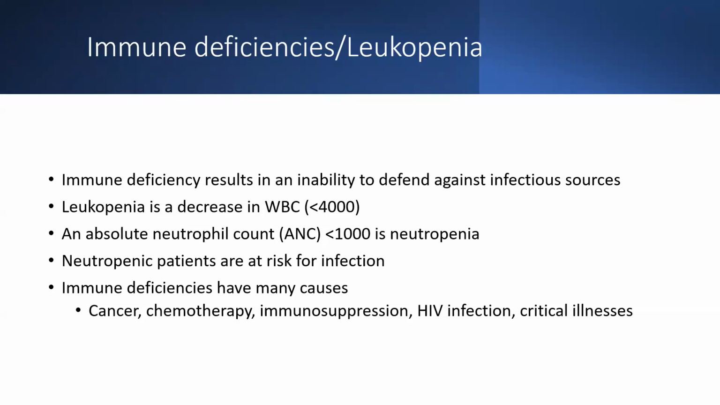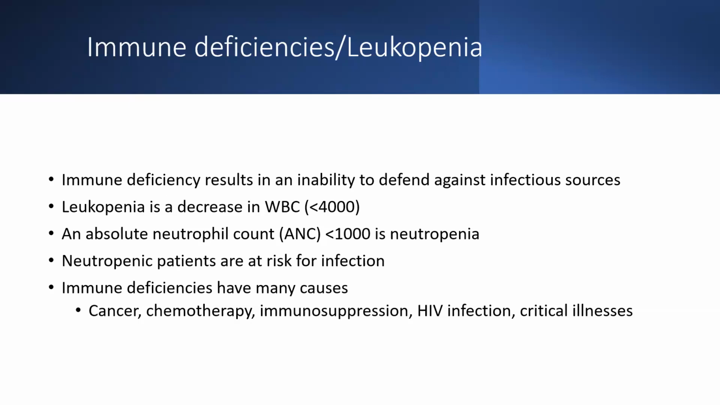Leukopenia is just how we're going to refer to any decrease in white blood cells, and usually we'll call it leukopenia whenever the white blood cells are less than 4,000. A little bit more specifically, we do want to look at the patient's absolute neutrophil count, and when that ANC is less than 1,000, we'll consider that patient to be neutropenic. Neutropenic patients are at exceptionally high risk for infection. Immune deficiencies can have a lot of causes. Sometimes they're intentional, sometimes they are reactive to another situation that's going on and undesired.